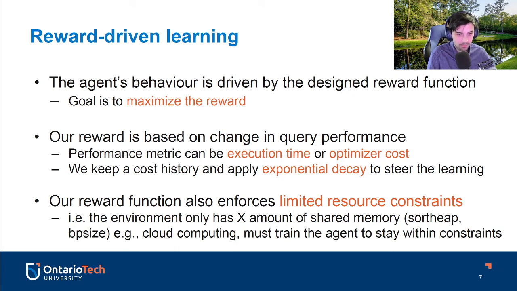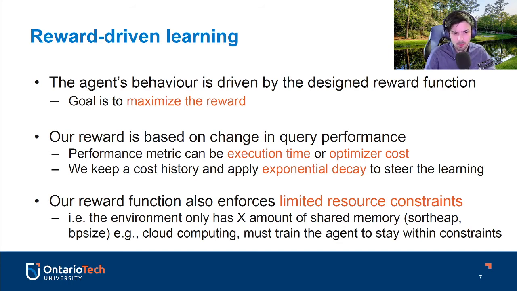So for our reward, we also use exponential decay with the rolling cost history to help steer the agent in the right direction, and to have a short-term gauge of how much better you are doing than 3 iterations ago or 10 iterations ago. And we factor this into the final reward function using exponential decay to help guide the learning.